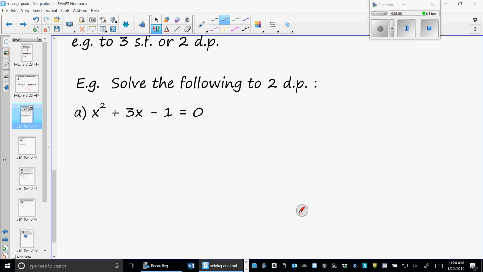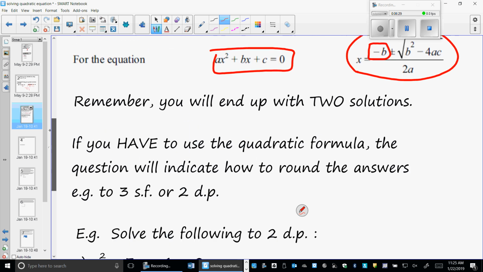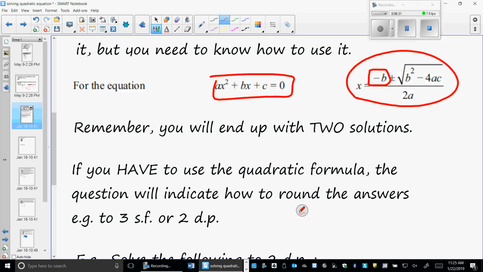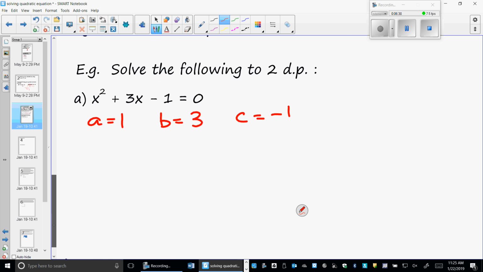Alright, so solve the following to 2DP. So, first thing I want you to do is to identify your values of A, B, and C. So, A in this case would be what? B would be, and C would be. Okay, so that's just establishing your A, B, and C. Because A, if we compare this here, A is the number of times X squared. And if there's no actual number, remember there's always going to be a secret one.